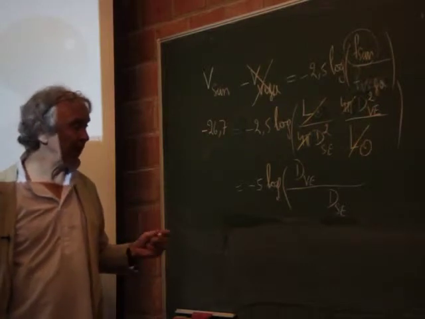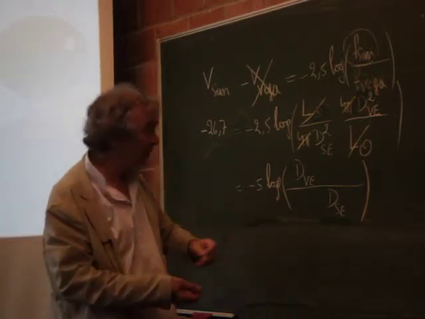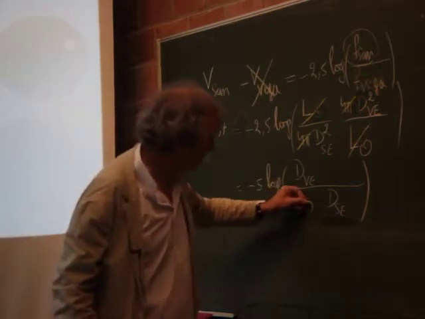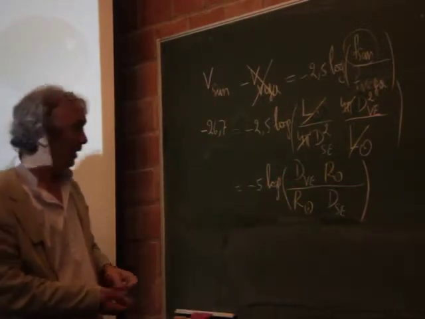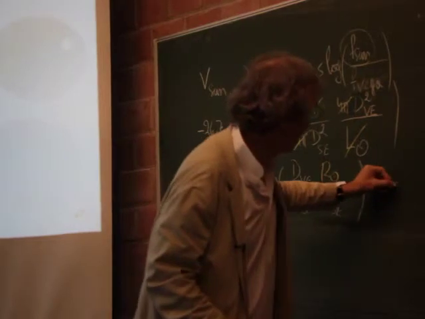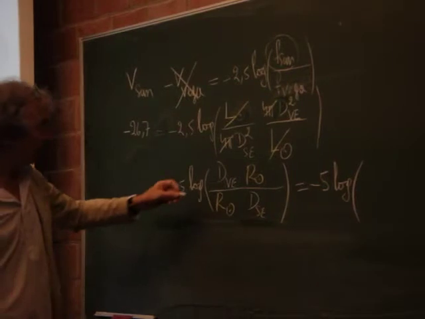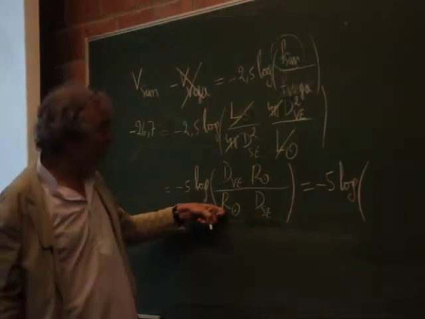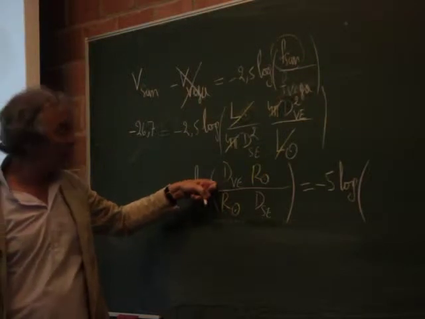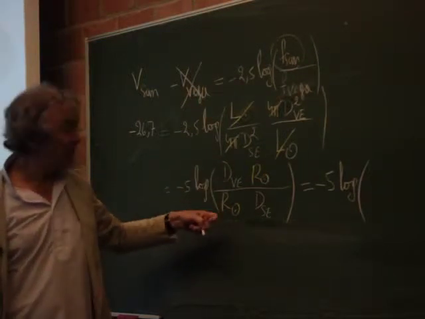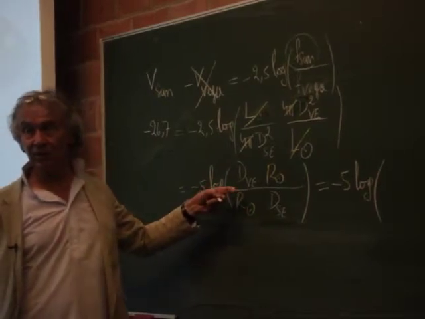Newton did, yeah? He said, well, here I may multiply up and down by the radius of the sun. Radius of the sun, yeah? And here I find that this is equal to minus 5 times the logarithm of the radius of the sun divided by the distance between Vega and Earth. What does it represent?